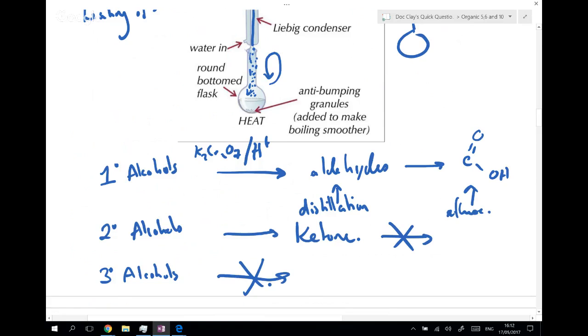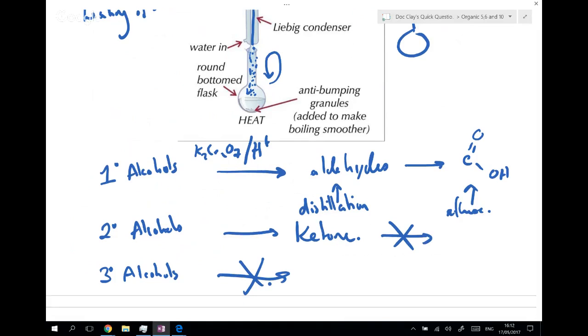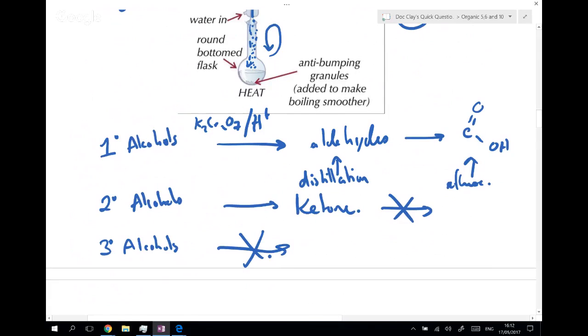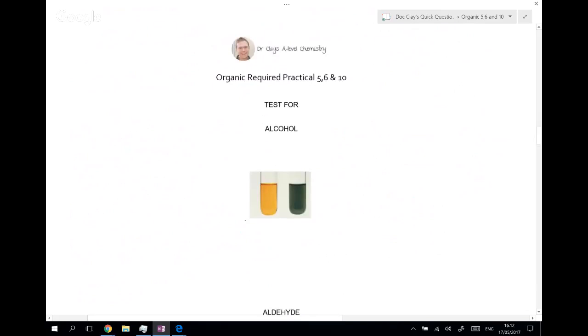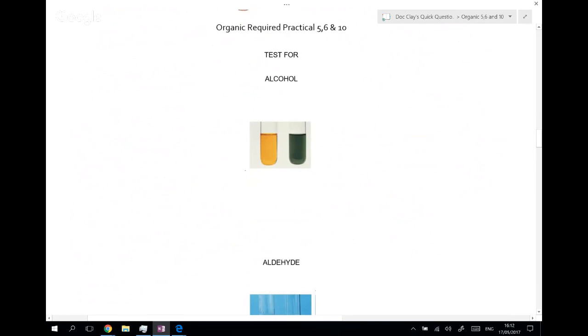The secondary alcohols, again, are also using acidified potassium dichromate. So there is how we do distillation, and also the indication here of how we do reflux. And that really leads on to required practical number 6, which is how to test for some of these things. So our tests for alcohol, we've essentially already said here.